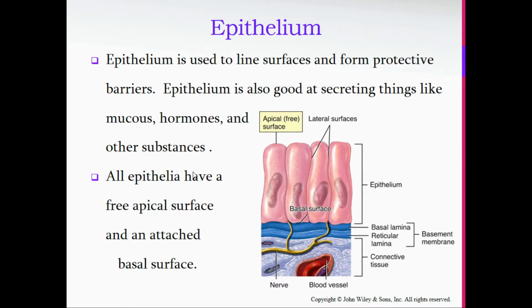All epithelia have a free apical surface and an attached basal surface. So for our purposes, this area is the apical surface. That is the area that is exposed to the open area, again, whether it's the environment or the inside of an organ. And then it attaches down here at the basal surface, and this is going to hold true for all epithelial tissue.